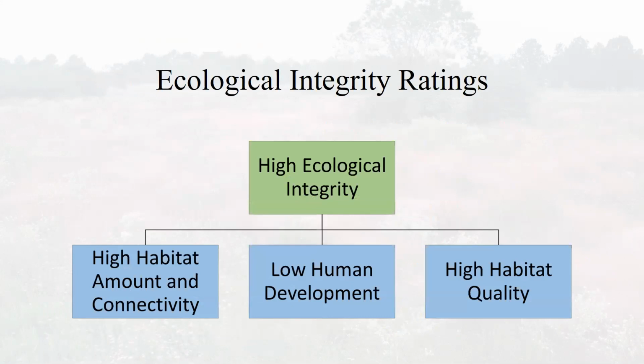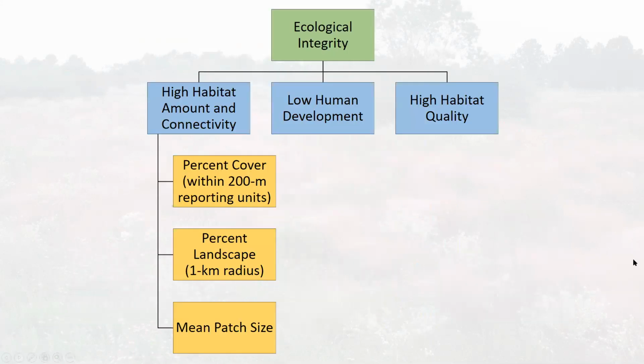So we developed decision support tools for each of the conservation targets, those broadly defined habitats. The foundational element of these tools are the ecological integrity ratings. They consist of three main components shown here: habitat amount and connectivity, human development, and habitat quality. Habitat amount and connectivity includes three different indicators, and these are the same for all terrestrial habitats.